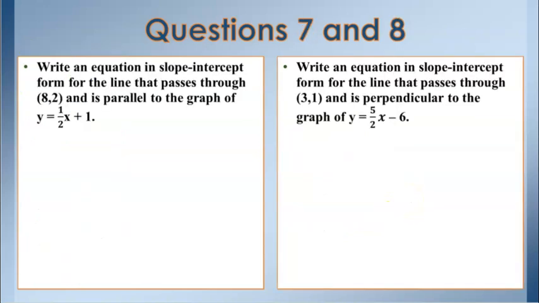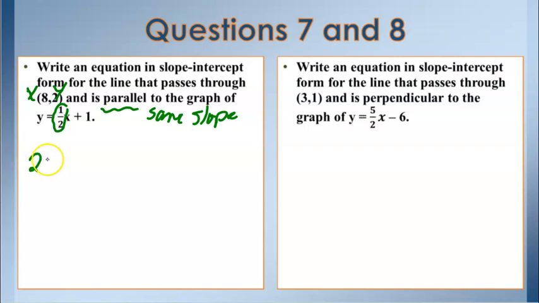Question 7. Write an equation in slope-intercept form for the line that passes through (8, 2) and is parallel to the graph of y equals 1/2 x plus 1. So parallel lines have the same slope. So if they have the same slope, the new line has to have a slope of 1/2 because this line has 1/2. Here's my x and here's my y.